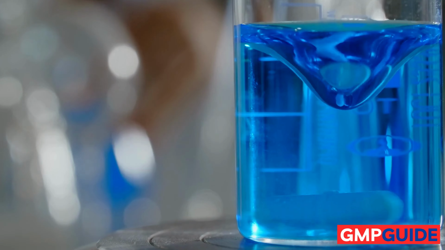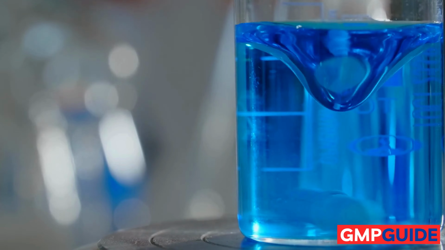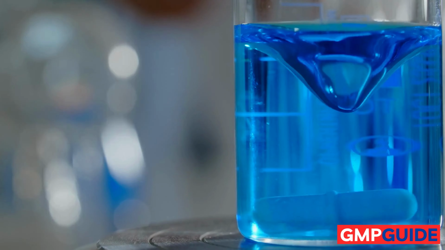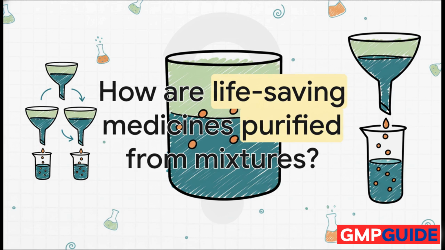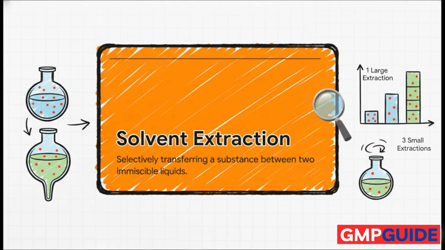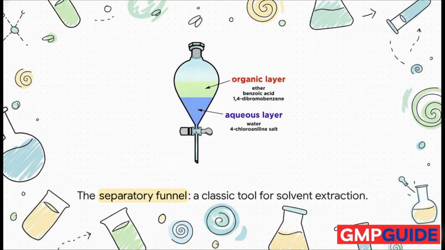Let's dive into solvent extraction, a powerful chemical technique for purification. The answer? Well, it's often a surprisingly elegant chemical separation process. It's also called liquid-liquid extraction, and it works because two liquids like oil and water just don't mix. This simple tool lets chemists pull a target compound, or solute, from one layer into another.